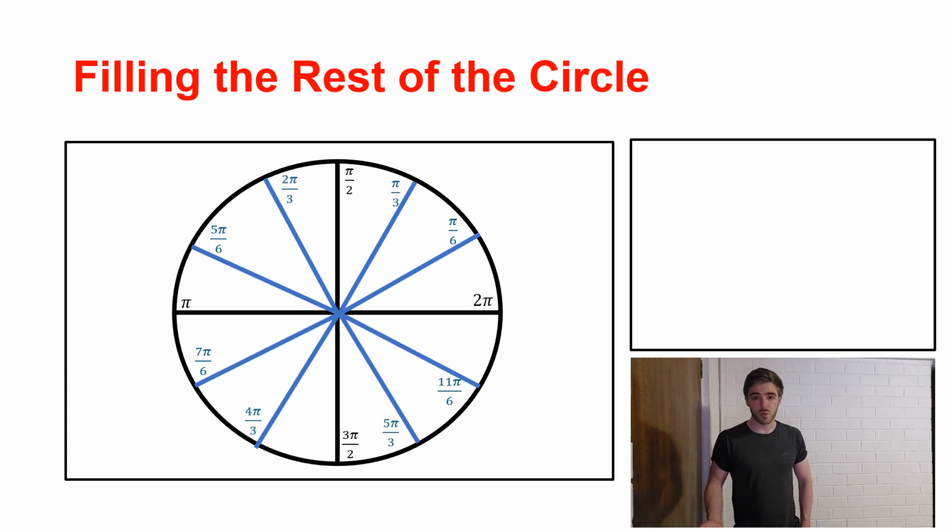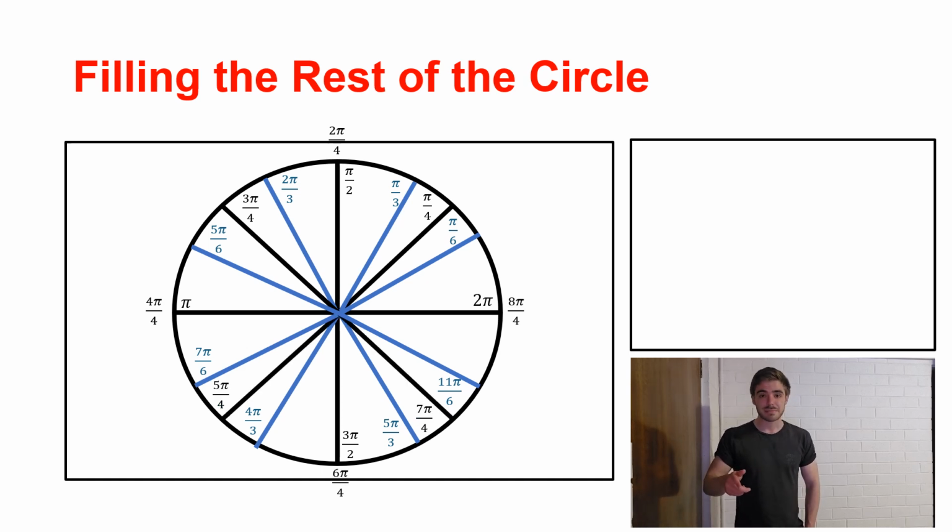Now we just do the pi over 4 ones. This means you're cutting that semicircle into 4 equal parts. Again, you go all the way around the unit circle and simplify your answers at the end. Just like that, you've placed all the angles. But what about the coordinates?